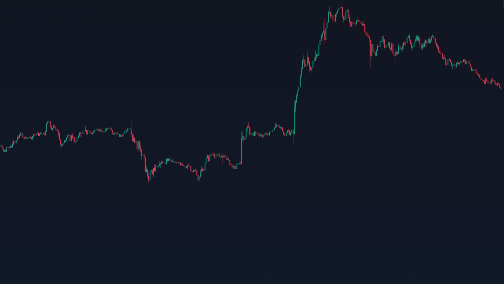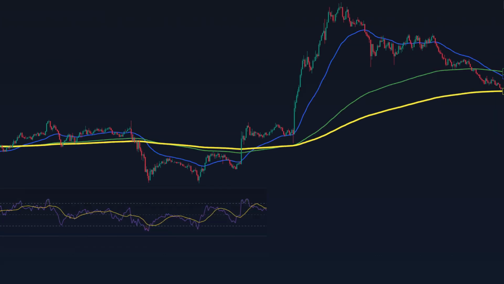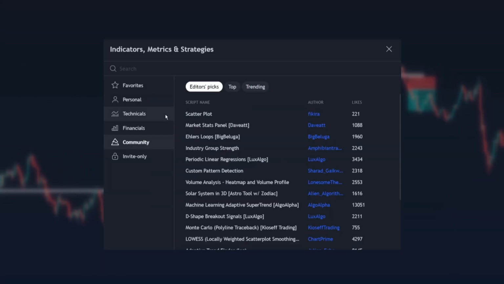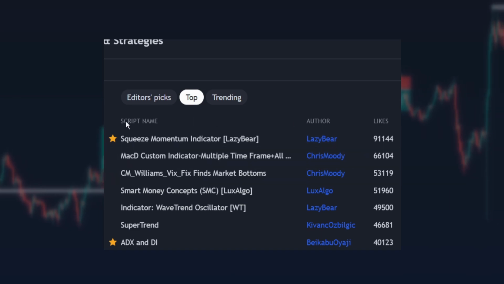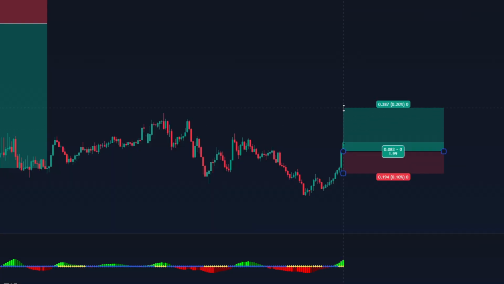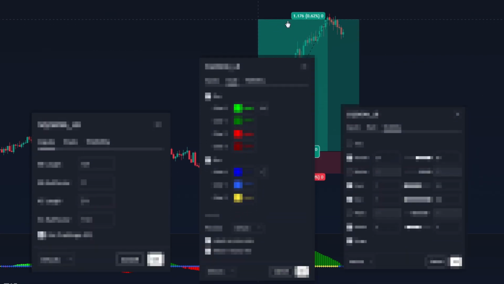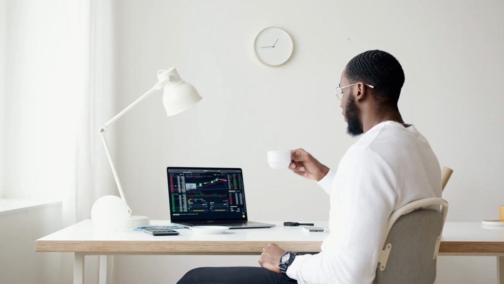You've probably heard of indicators like moving averages, RSI, MACD, but have you heard of the squeeze momentum indicator? Why? Because it is actually the most popular community-made indicator on TradingView. And today, we're going to find out exactly what makes it so special and how to optimize and use it in the markets. Let's get started.